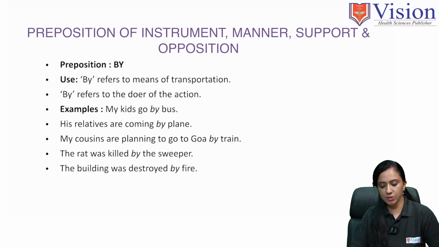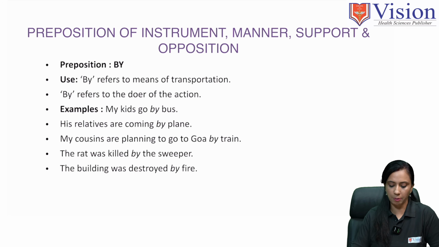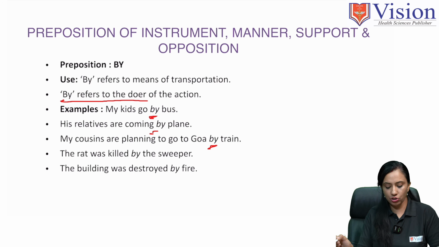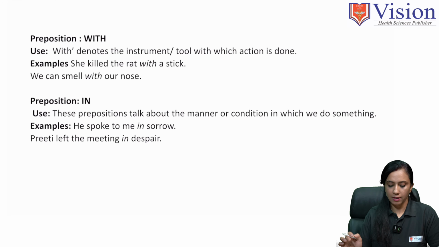Then now we have the prepositions of instrument, manner, support and opposition. Let's understand those. Preposition by. By refers to means of transportation also, like my kids go by bus, the relatives are coming by plane, my cousins are planning to go to Goa by train. By also refers to the doer of the action, like the rat was killed by the sweeper. The building was destroyed by the fire. That is the doer of the action.